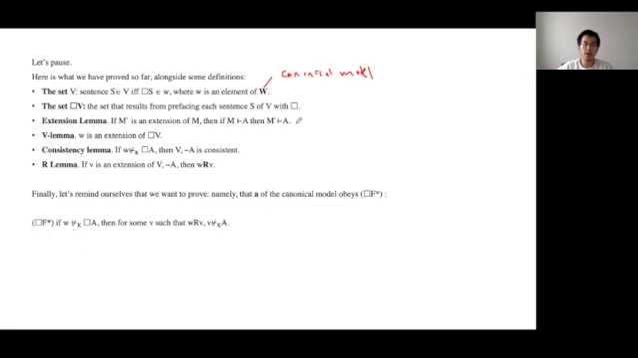Okay. Let's finally remind ourselves of what we wanted to prove, namely that the assignment function of our canonical model obeys this clause, which says that if W does not prove box A, then for some V such that W is related to V, V does not prove A. Okay, so let's prove this.